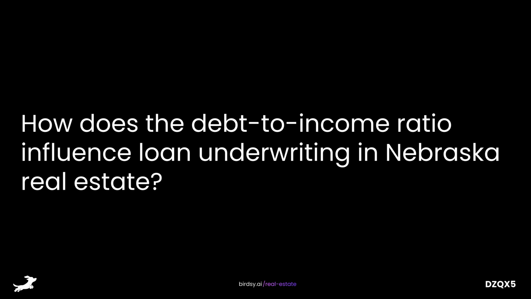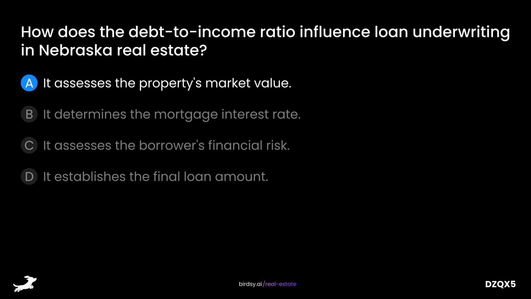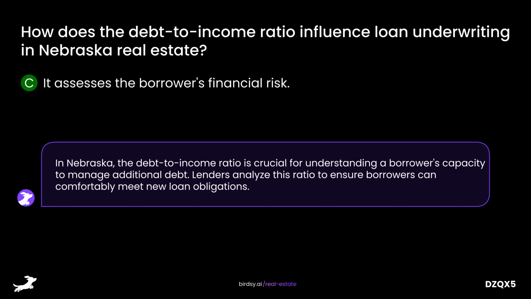How does the debt-to-income ratio influence loan underwriting in Nebraska real estate? Is it A, it assesses the property's market value, B, it determines the mortgage interest rate, C, it assesses the borrower's financial risk, or D, it establishes the final loan amount? The answer is C, it assesses the borrower's financial risk. In Nebraska, the debt-to-income ratio is crucial for understanding a borrower's capacity to manage additional debt. Lenders analyze this ratio to ensure borrowers can comfortably meet new loan obligations.